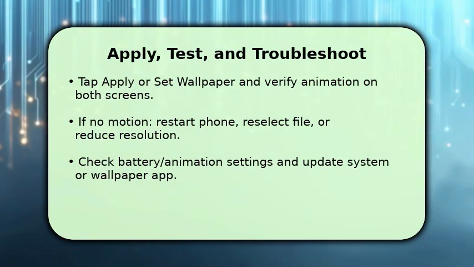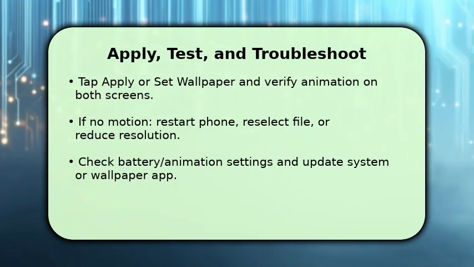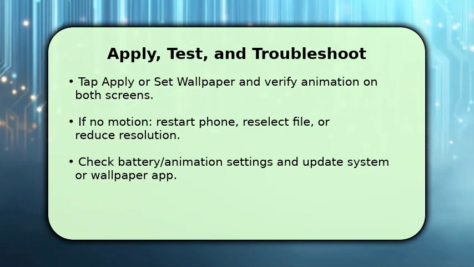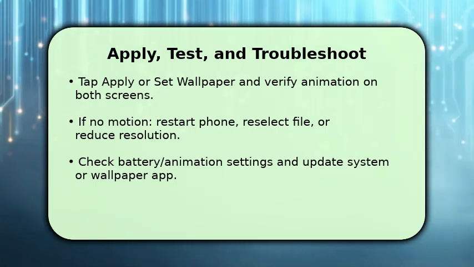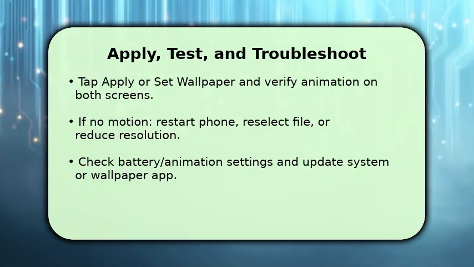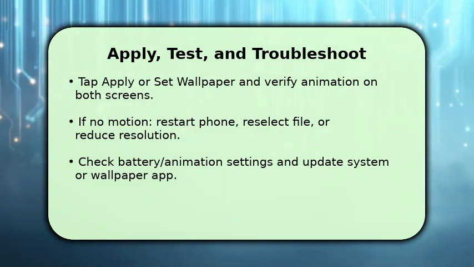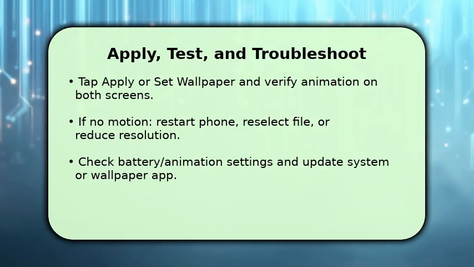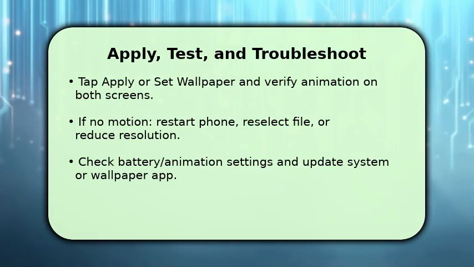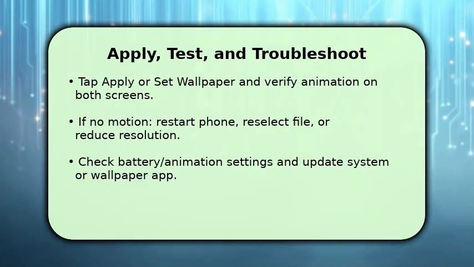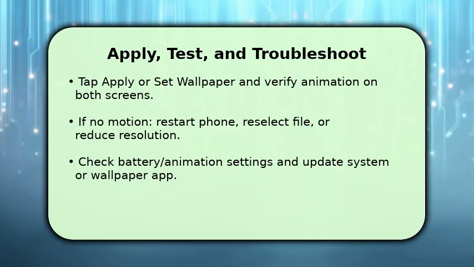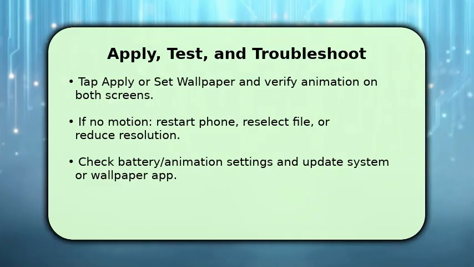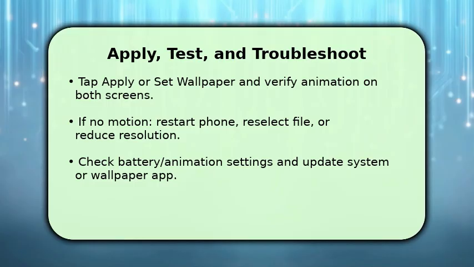Tap Apply or Set Wallpaper, then lock and unlock the phone to confirm the animation runs on the chosen screen. If the live wallpaper doesn't animate, restart the phone and reselect the file. Make sure the file resolution isn't too high or convert it to a supported format. Also check battery saver and animation settings, and update system software or the wallpaper app. These fixes resolve most issues and get your live wallpaper working smoothly.